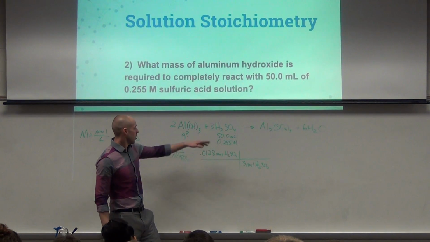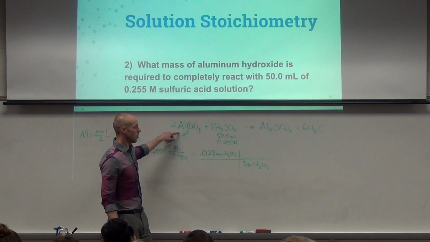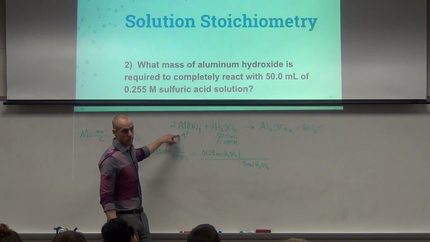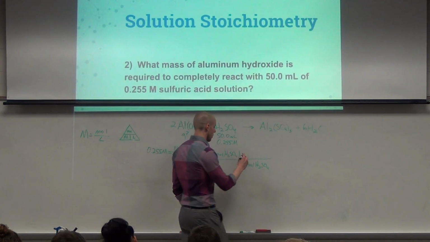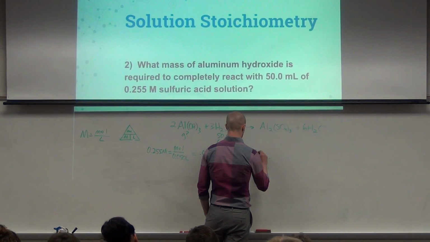What are we trying to get to? This is the aluminum sulfate, right? So somebody help her out, and we're trying to get to aluminum hydroxide, right? So it's 2 moles. Right. So it's 2 moles Al(OH)3. Good.